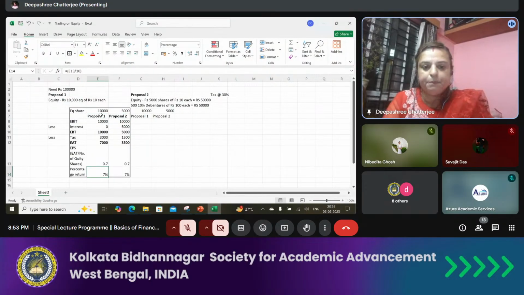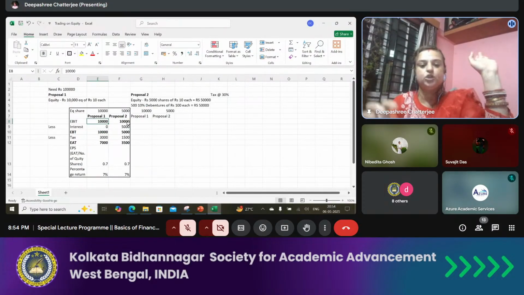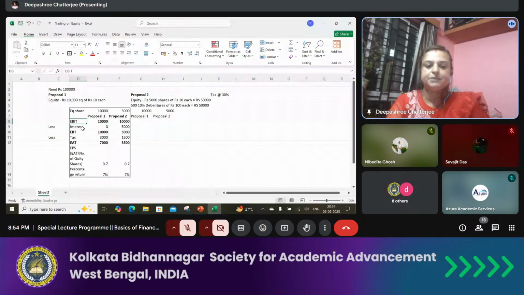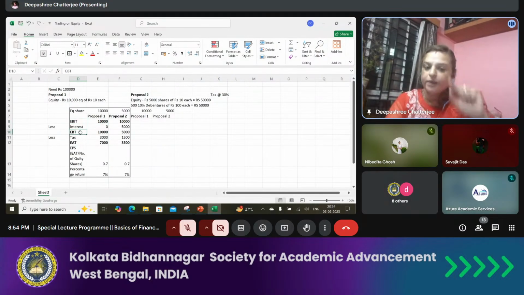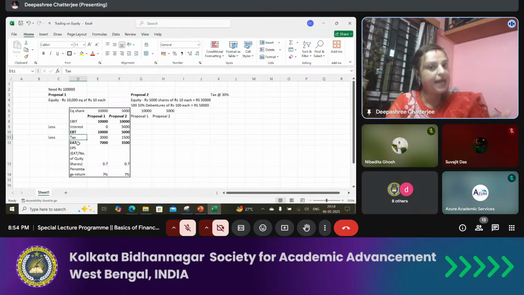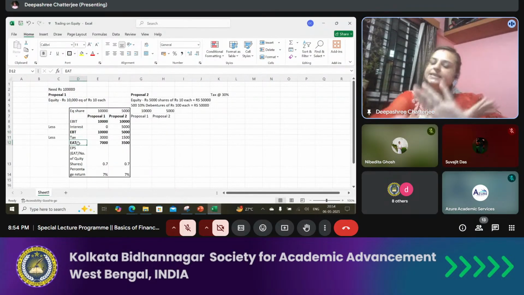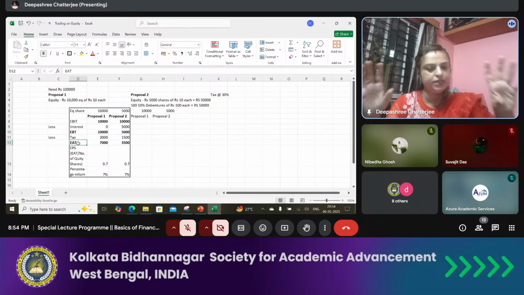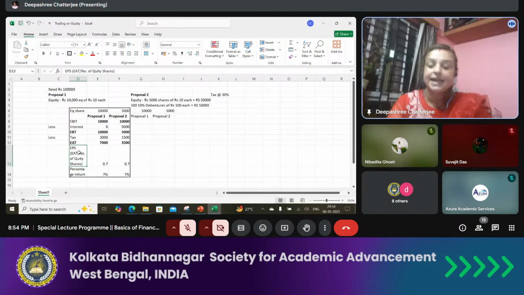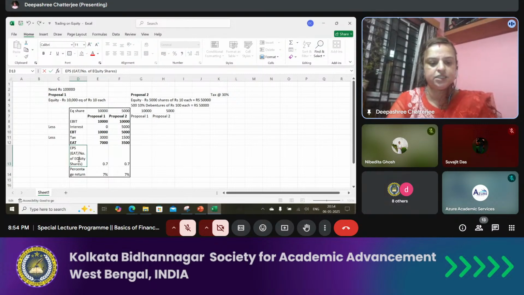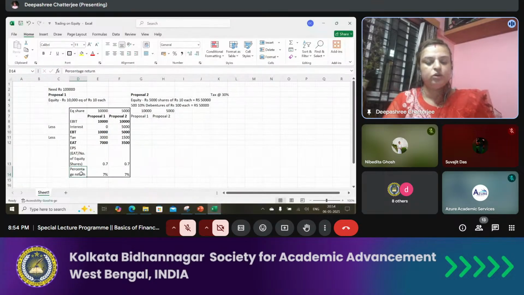Now suppose the profit increases from 10,000. Here the profit was 10,000, our EBIT was 10,000. Now the concept of trading on equity comes into being. From EBIT we subtract interest, we arrive at earning before tax. From earning before tax we deduct tax and arrive at earning after tax, and this earning after tax is distributed among all the equity shareholders that are present. So we find the earning per share by dividing the earning after tax by the number of equity shares, and then we find the percentage return.